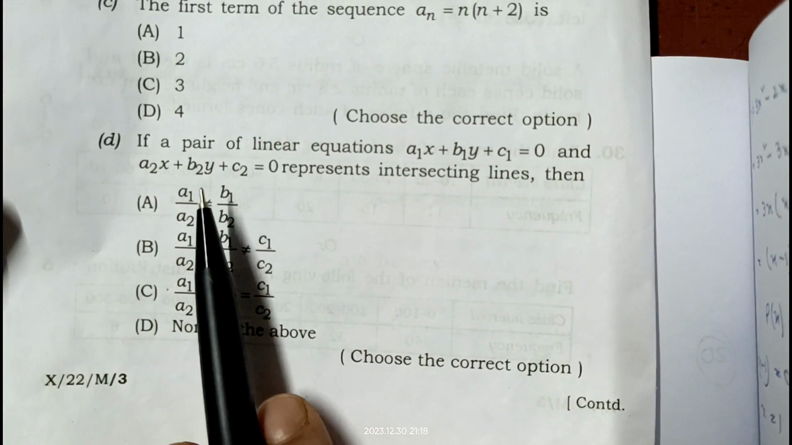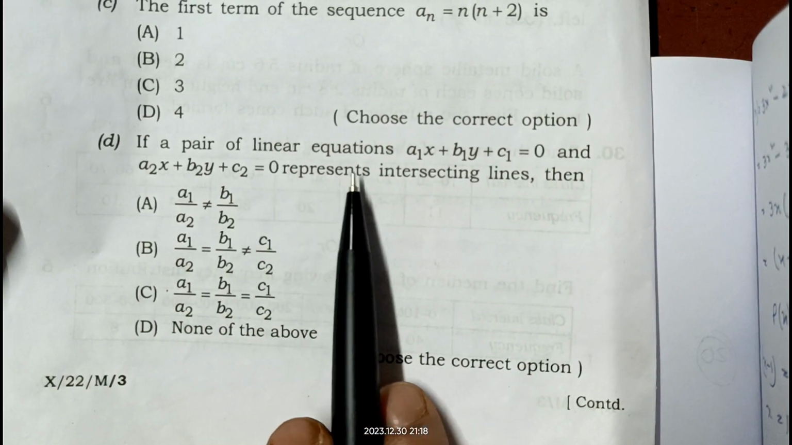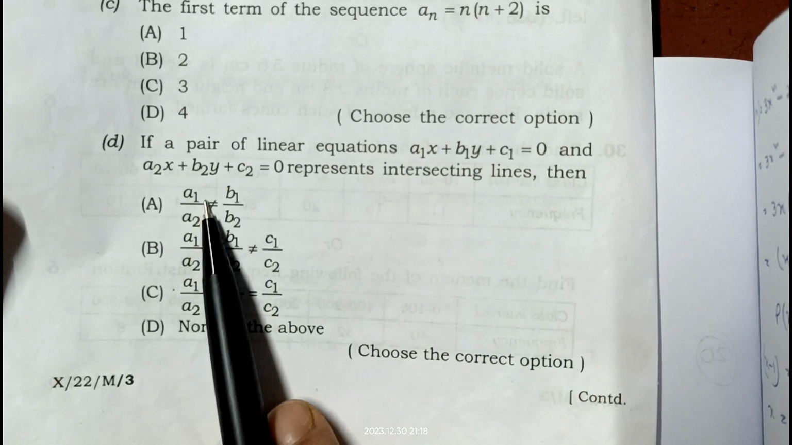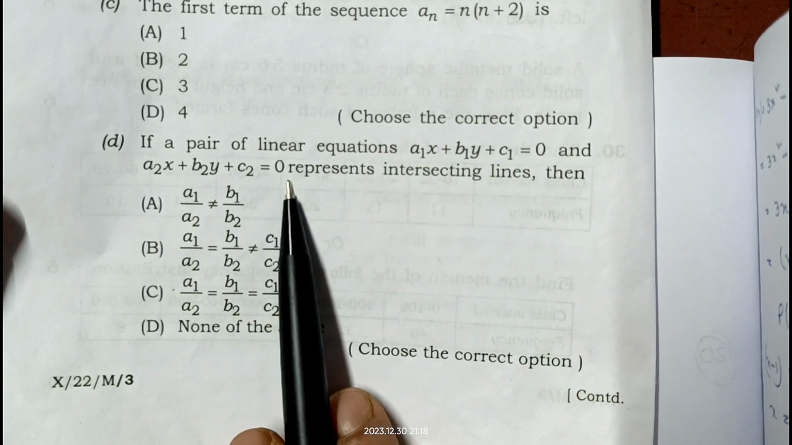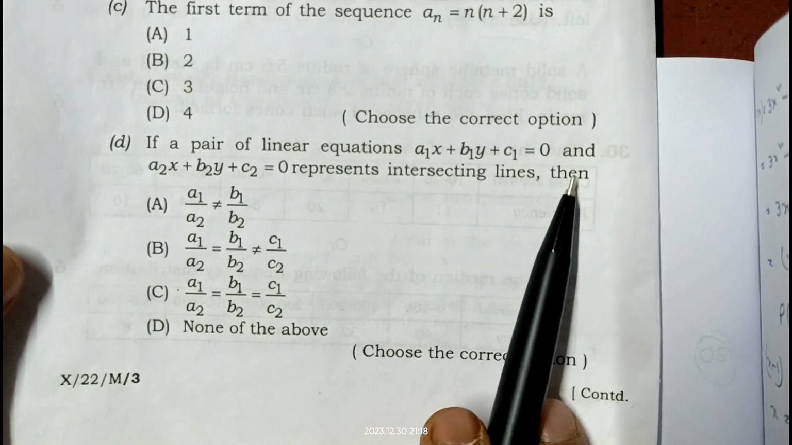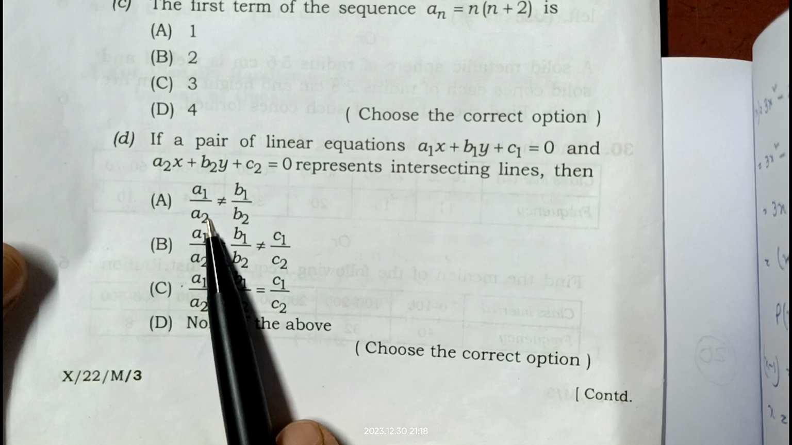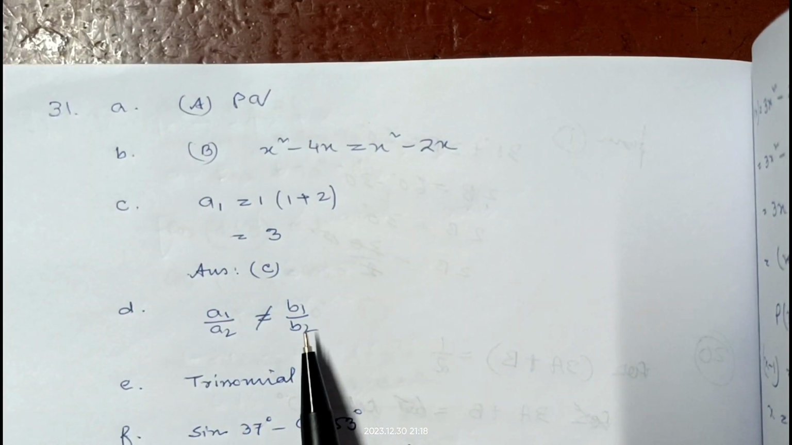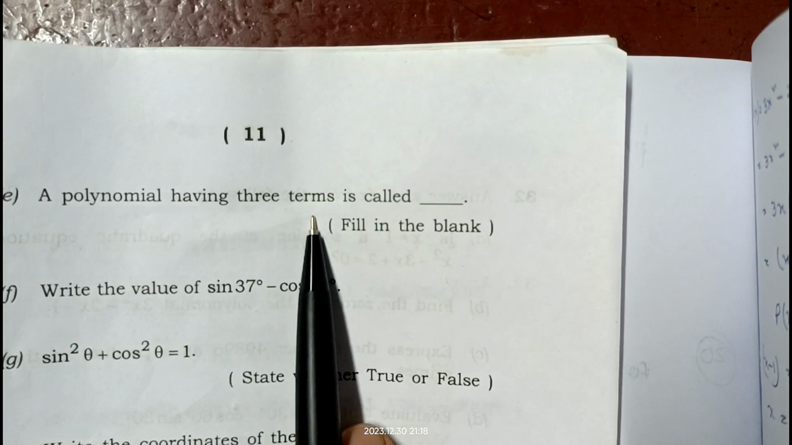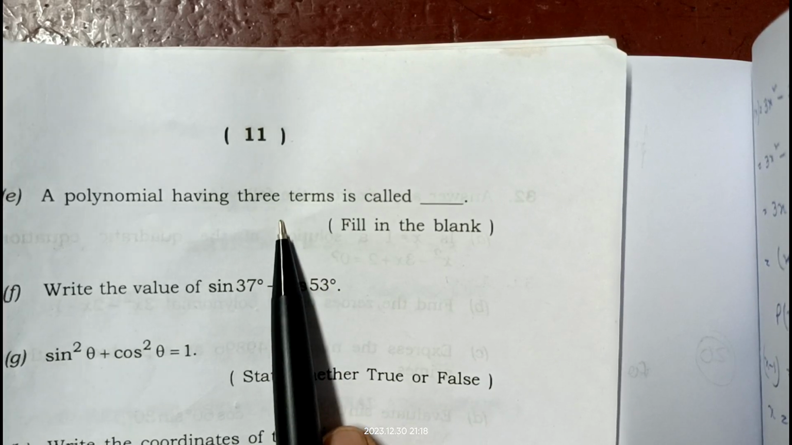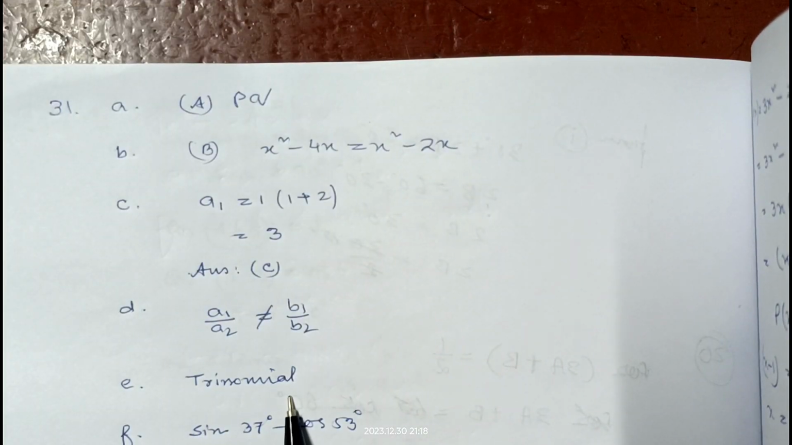Question number D. If a pair of linear equations a1x plus b1y plus c1 is 0 and a2x plus b2y plus c2 is 0 represents intersecting lines, that means unique solution, and for unique solution condition is a1 by a2 is not equal to b1 by b2. So this is the answer. Next question, question number E. It is given that a polynomial having 3 terms, we know when one term it is called monomial, if 2 terms it is called binomial, if 3 terms it is called trinomial.